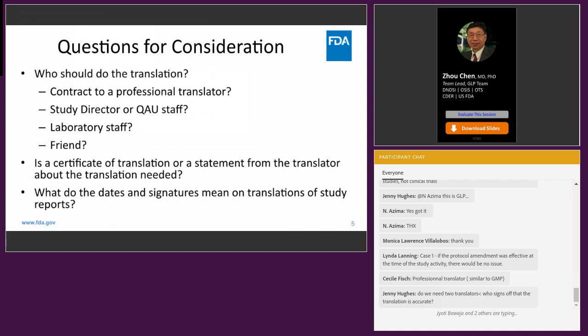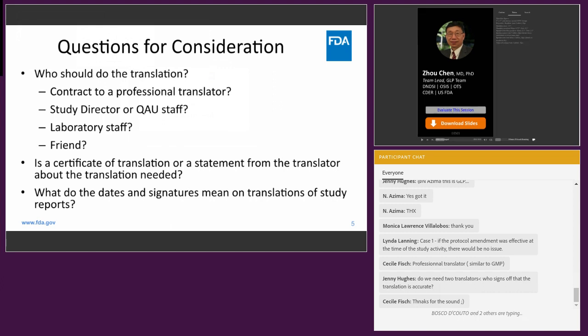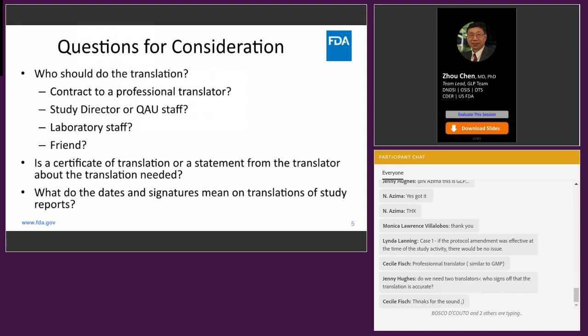So we checked with the firm. The firm said they contracted this translation to a friend. So they trusted this friend. So the studies are really poorly translated, and the firm's study director and QA, their English level is limited. They could not perform the QA on the translated reports. So these poor quality reports were submitted to CDER.